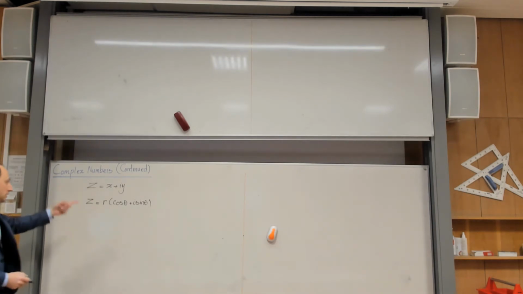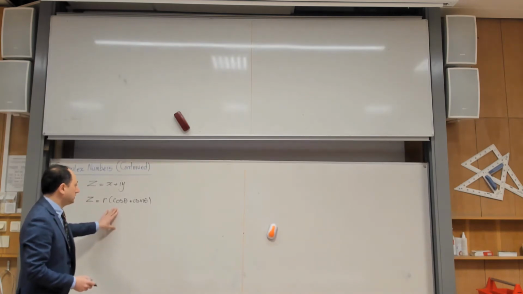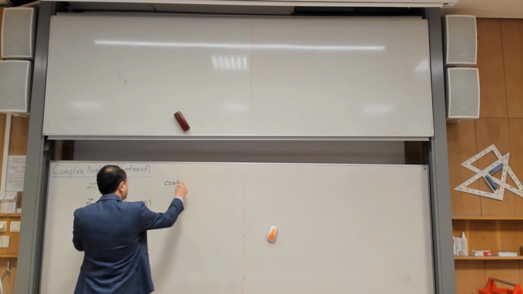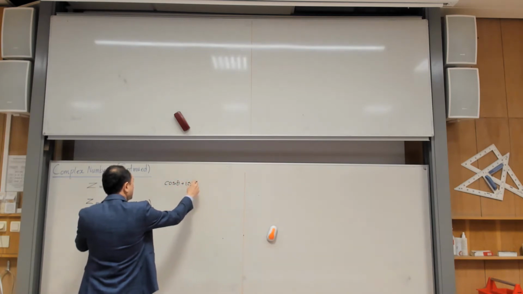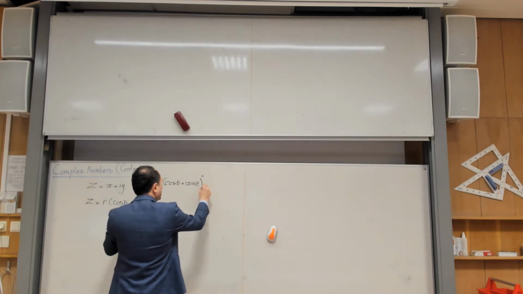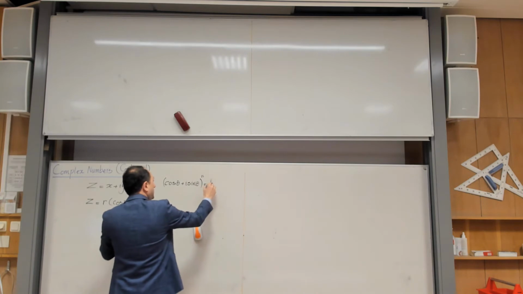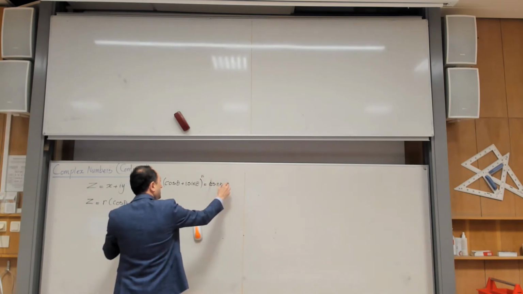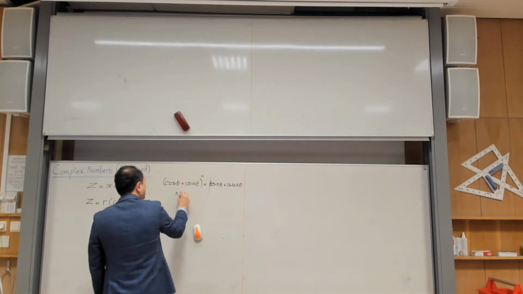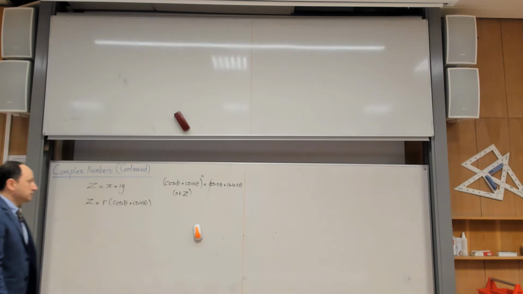And then we learned another important formula, that was De Moivre's formula. De Moivre's formula told you that if you have cosine theta plus i sine theta and you raise it to power n, it becomes cosine n theta plus i sine n theta, where, of course, n is an integer. Yes, that was De Moivre's formula.